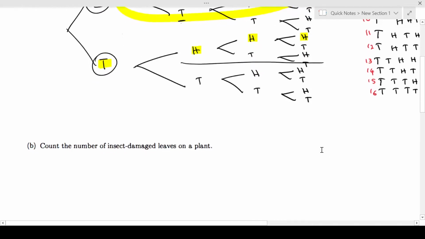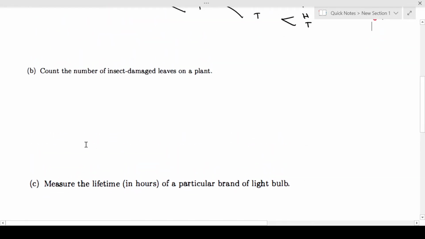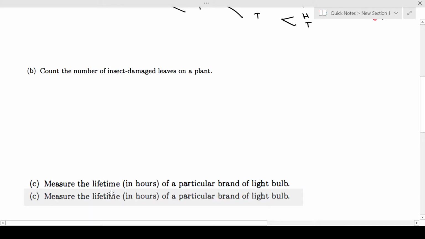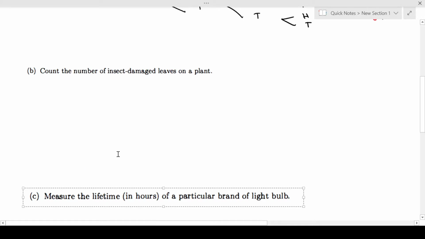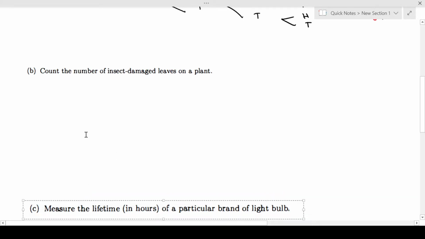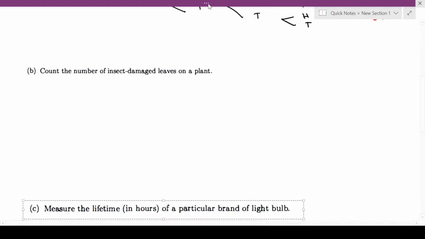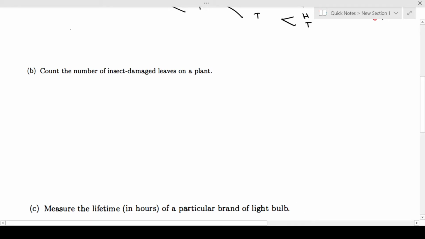We go to the next experiment. The next experiment is to count the number of insect damaged leaves on a plant. So let's say there's a leaf like this, and this is the plant. The random experiment is counting the number of leaves that were damaged by insects.